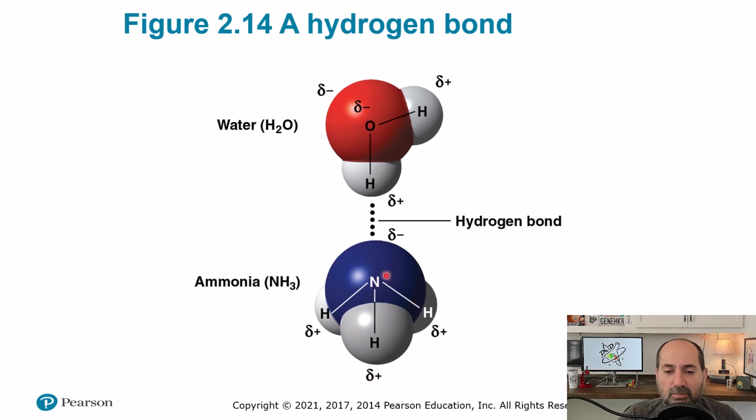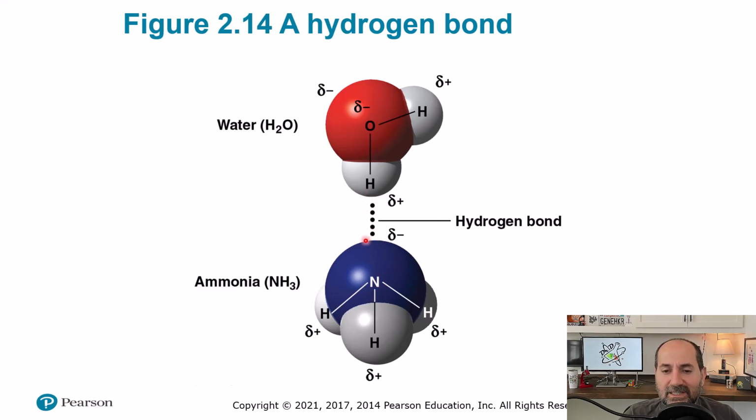And I know that nitrogen is more electronegative than hydrogen, because it's to the right of hydrogen on the periodic table of elements, even though hydrogen's right above carbon. Ammonia is a polar molecule. Water is a polar molecule. So when one polar molecule meets another polar molecule, look what happens. The partial positive end of one water molecule likes to stick to the partial negative end on the ammonia molecule. You see, opposites attract, right?